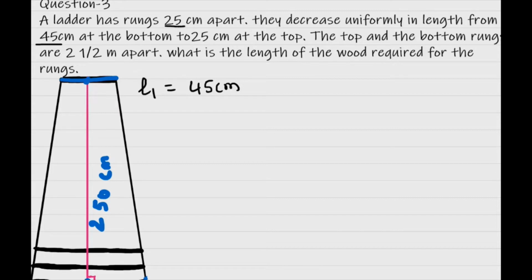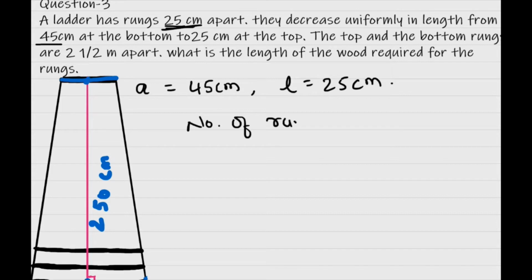And the length of the last rung. Let us take the length of the first rung as A. A is equal to 45 centimeters, and the last rung L is equal to 25 centimeters. If you try to understand properly, each rung is 25 centimeter apart, which means the distance between two rungs is 25 centimeters. So how will you find out the number of rungs?